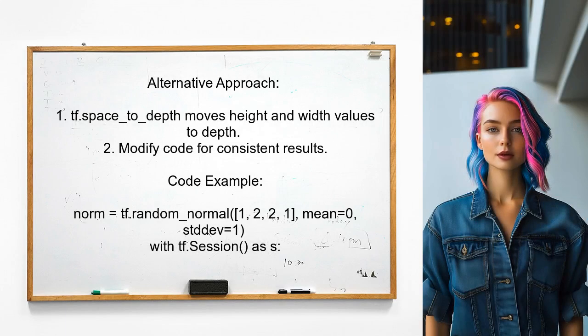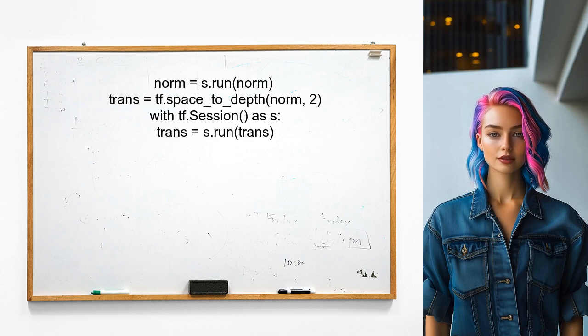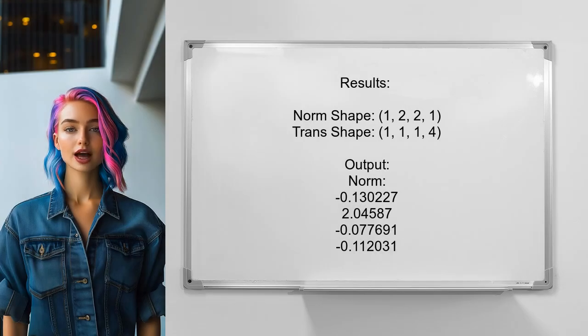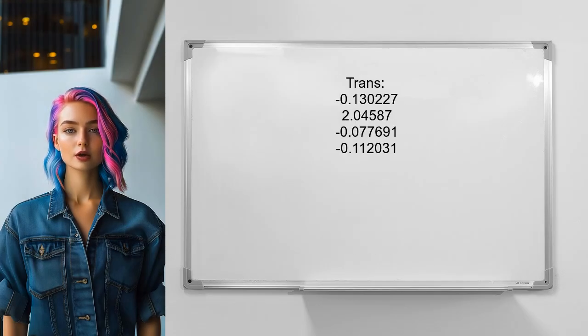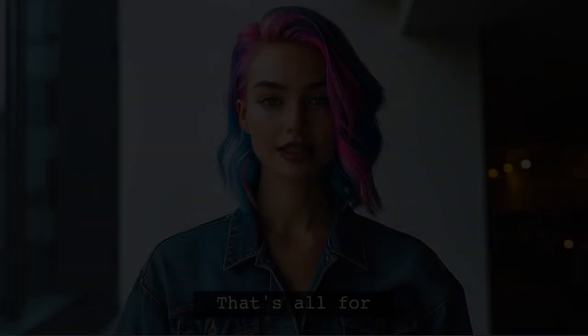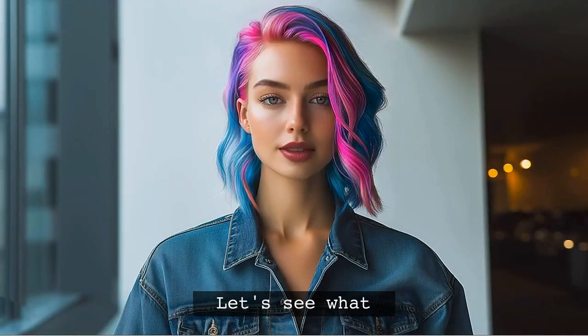This user explains that the function tf.space_to_depth outputs a copy of the input tensor, moving values from the height and width dimensions into the depth dimension. They suggest modifying the code slightly to see consistent results. After running the modified code, the user shows that the tensor values remain unchanged, demonstrating the function's behavior clearly. That's all for that response. Let's see what someone else had to say.